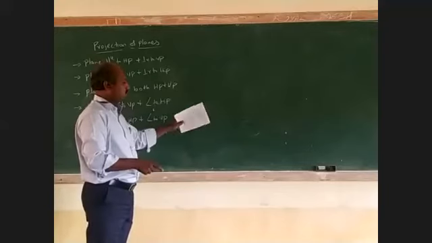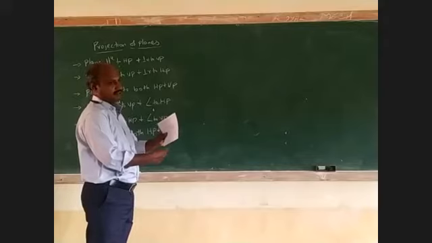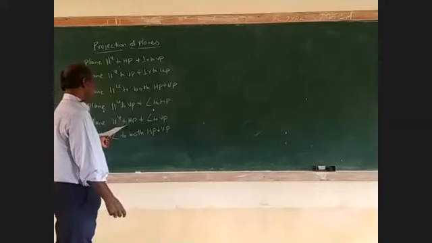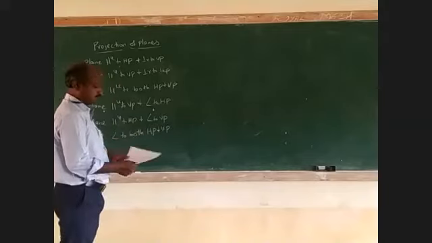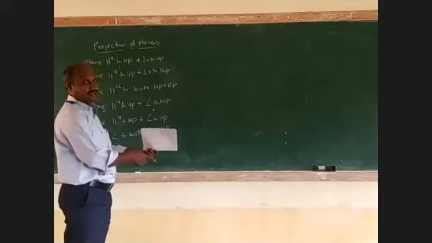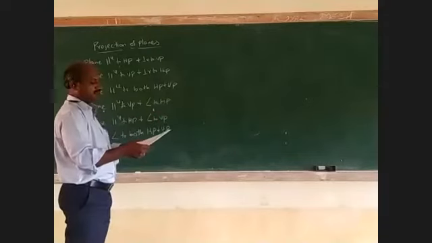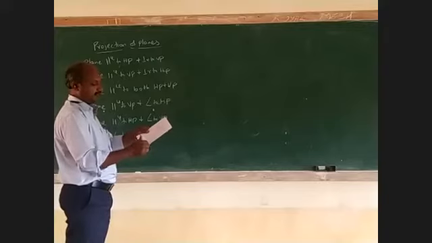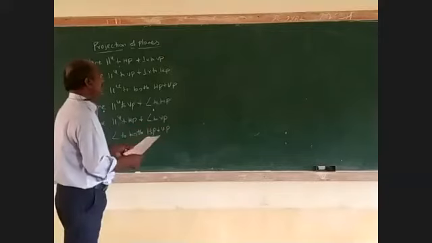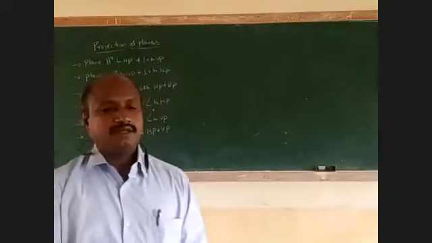Next condition, this is parallel to VP and inclined to HP. It should make some inclination. Then this is the condition: parallel to HP and inclined to VP. You make some inclination to VP. Okay. Then inclined to both HP and VP: it makes some inclination to HP and some inclination to VP. If it is like that, how should the drawing be done? We take them one by one and see the problems.